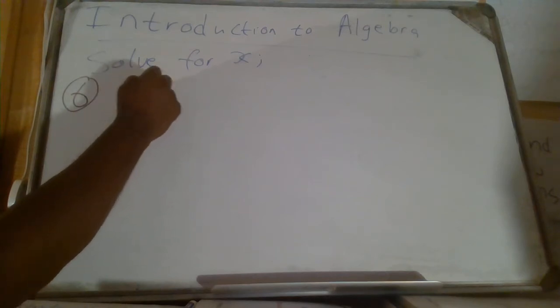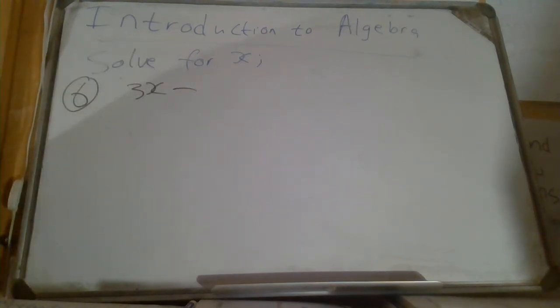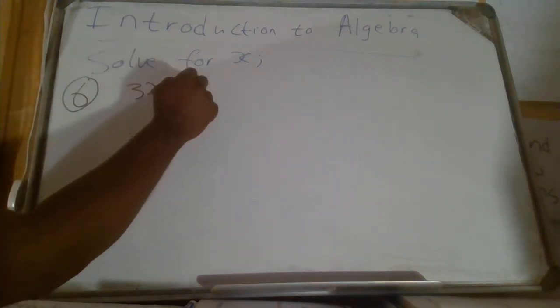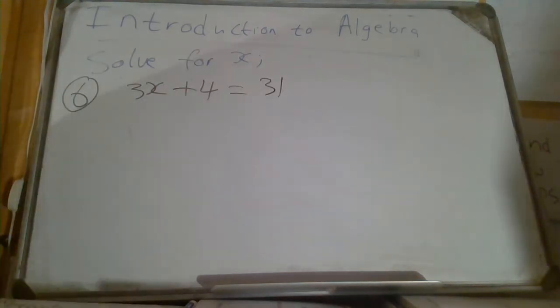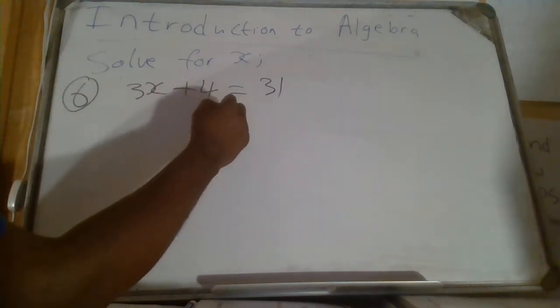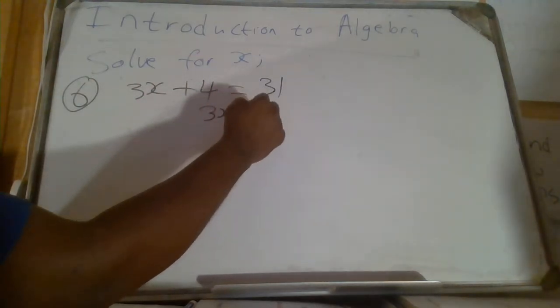We've got 3x plus 4, which is equal to 31. Okay. So we can see here that these two are separated by plus. So we know that if we've got something like that, what do we do? We transpose. So you end up with 3x, which is equal to 31.